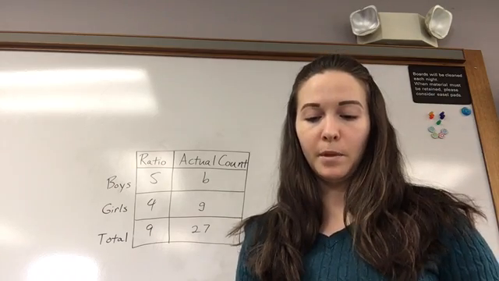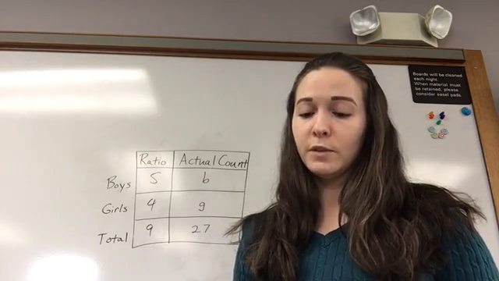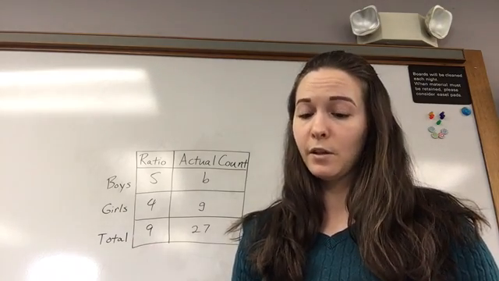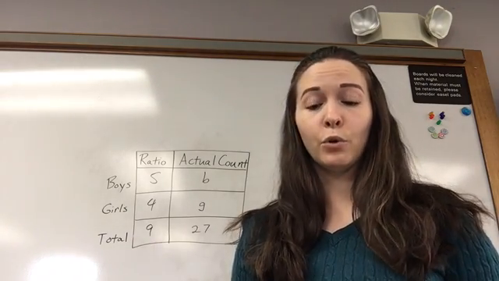So consider this problem. The ratio of boys to girls in a class was 5 to 4. If there were 27 students in the class, how many girls were there?